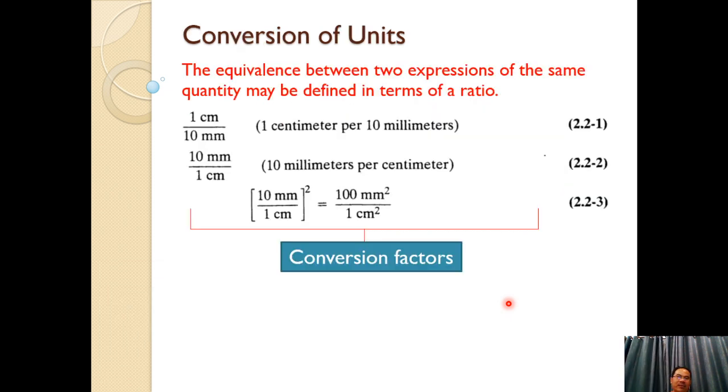Another term that is very important for unit and dimension is conversion of unit, or conversion factor. A conversion factor is the fraction between the units. For example, 1 centimeter divided by 10 millimeter. We say 1 centimeter is equal to 10 millimeter, or 10 millimeter equal to 1 centimeter. We call this the conversion factor. We will use it to convert from one unit to another unit.